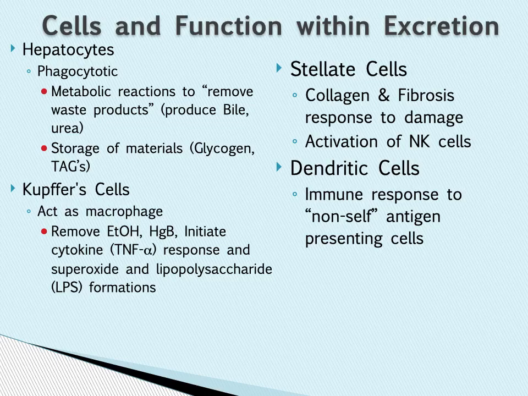In terms of the cells that we see within the liver, we have four principal cells. We have two that are going to act as macrophages. Those are the hepatocytes and the Kupffer cells. And then we have two other cells that are going to act as immune cells, and those are the stellate cells and the dendritic cells. The dendritic cells are going to be able to instigate immune responses within the sinusoid of the lobule so as to instigate a non-self antigen response.